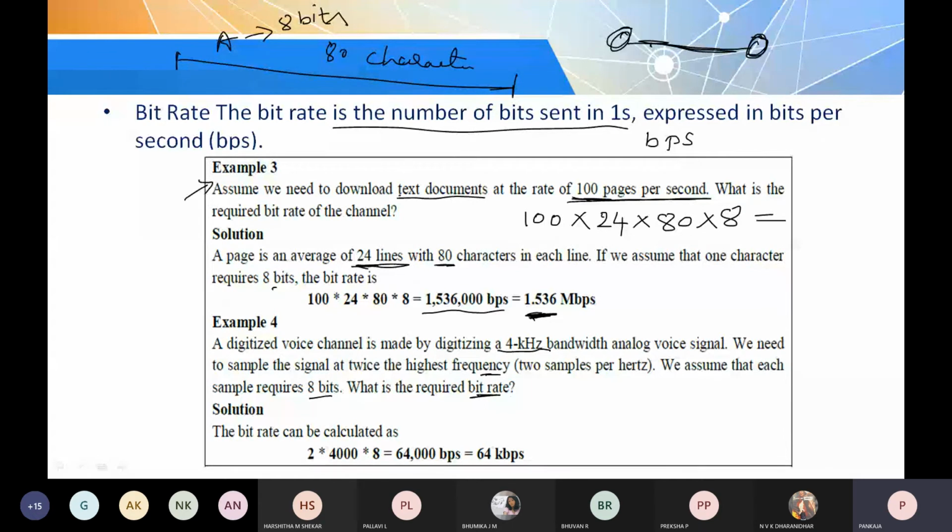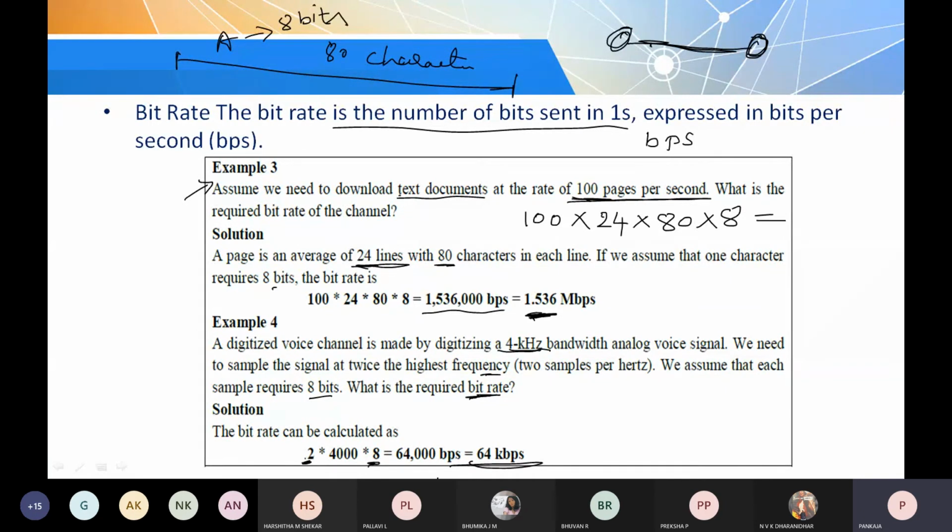Once again, you need to calculate the required bit rate. Here the sampling rate is twice the frequency, so take 2, and the bandwidth they have specified here is 4 kilohertz, that is 4 into 10 power 3, multiplied by 8 bits for each sample. If you multiply this, you will get 64 kilobits per second.